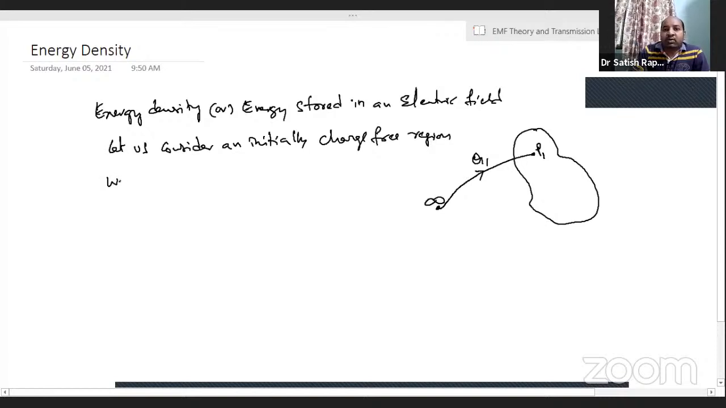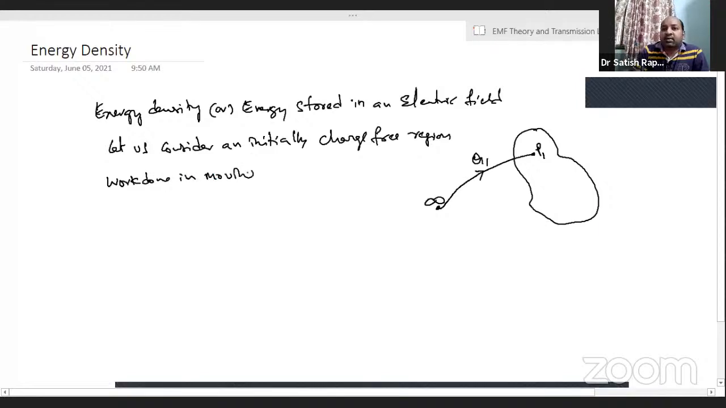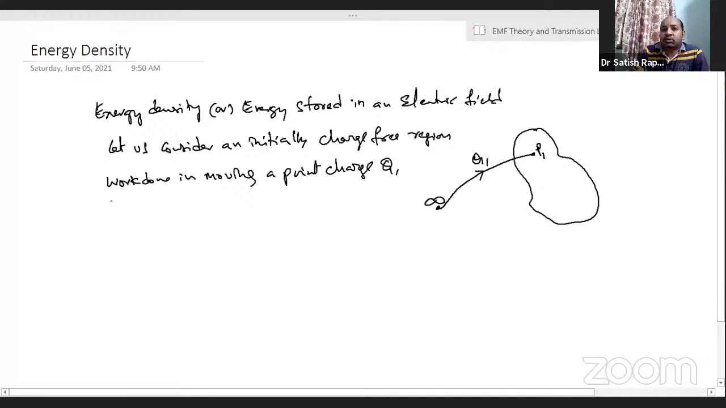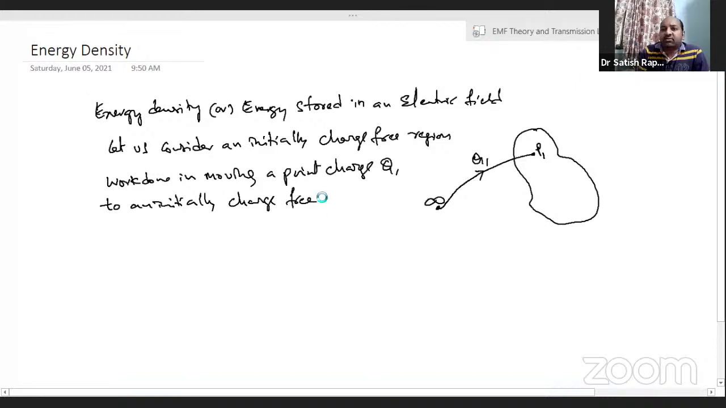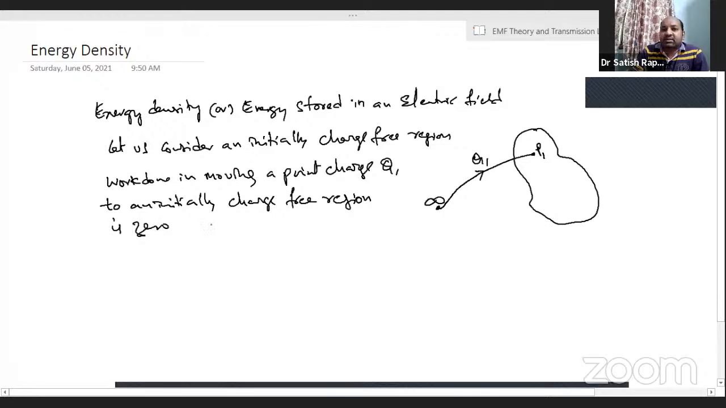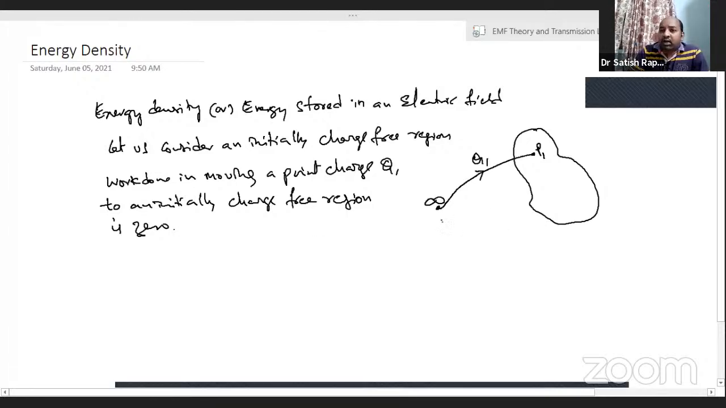So therefore, the work done in moving a point charge Q1 to an initially charge-free region is zero, right? Now I will try to move another point charge, right?